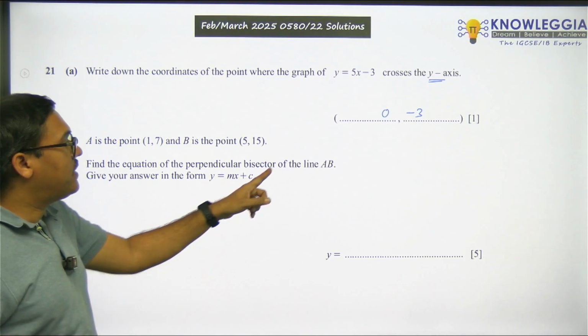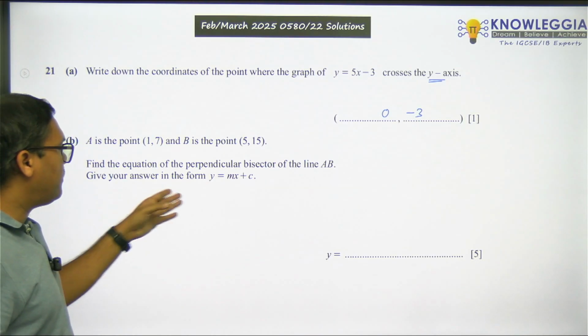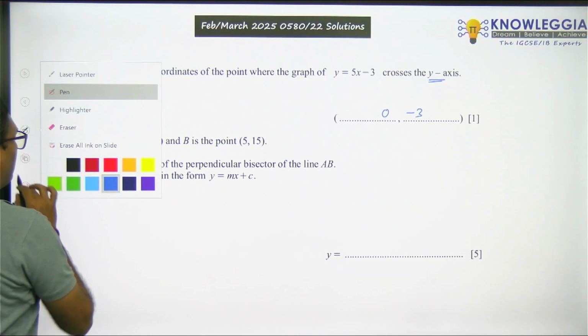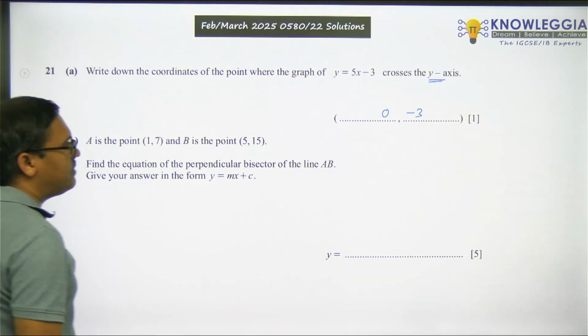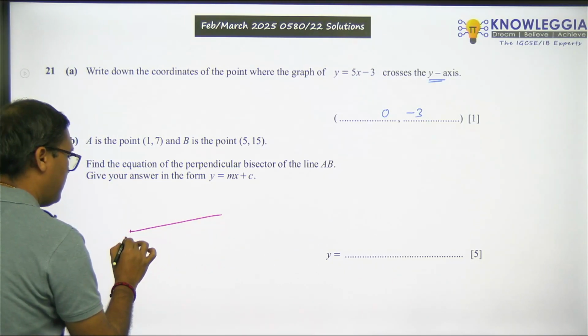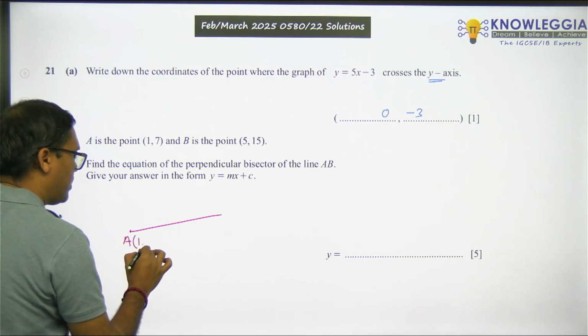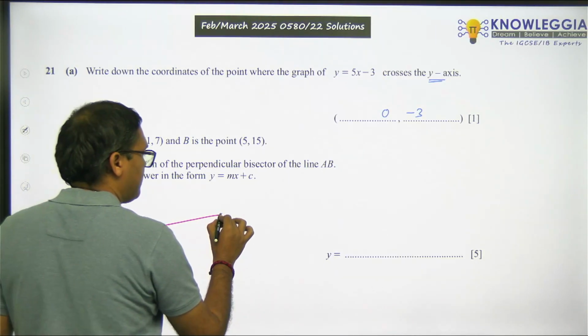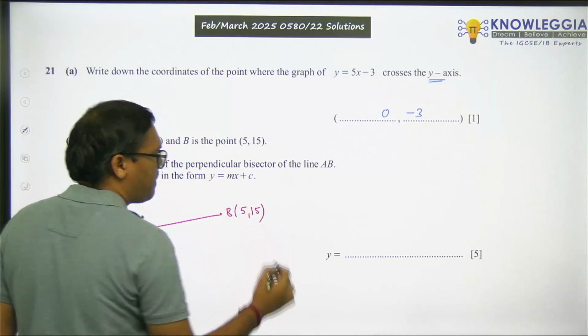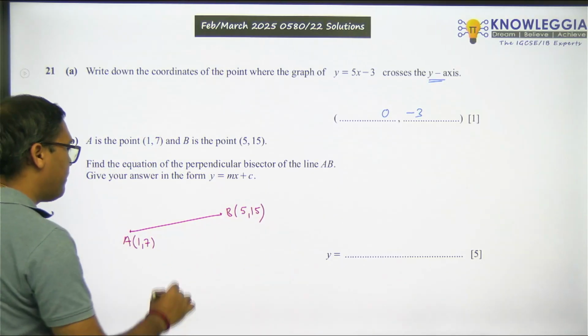Find the equation of the perpendicular bisector of the line AB and write your answer in the form y equal to mx plus c. Now this is again a very common, very standard question. Let's say this is our A, which has the coordinate 1 comma 7. This is B, which is 5 comma 15. Now we have to write the perpendicular bisector.